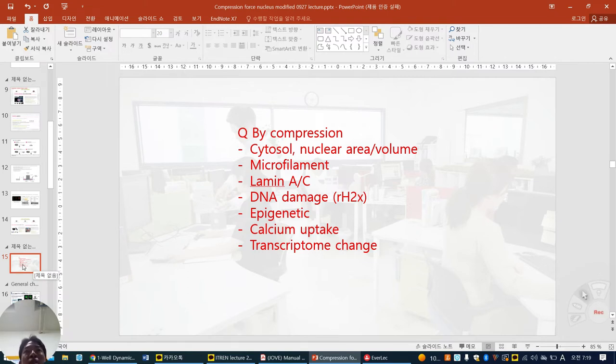And then, what kinds of things can be changed under compression? I summarized all the articles on how they are changed. So these are some components. By compression, cytosol and nuclear area and volume change. You can simply imagine microfilament, lamin A, DNA damage, epigenetic change, calcium uptake, transcriptome change. Okay, let's see one by one, briefly.